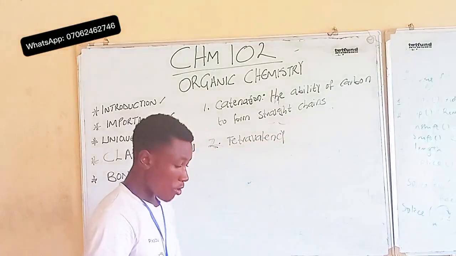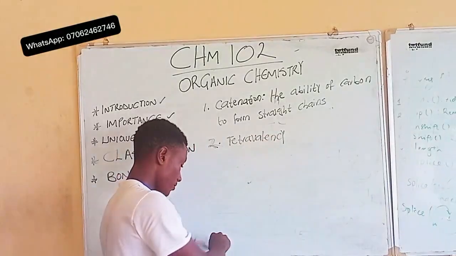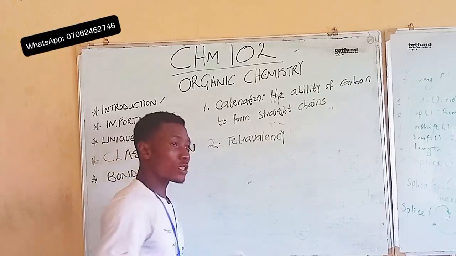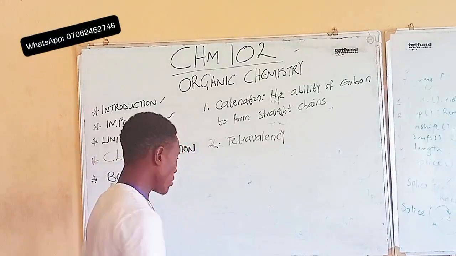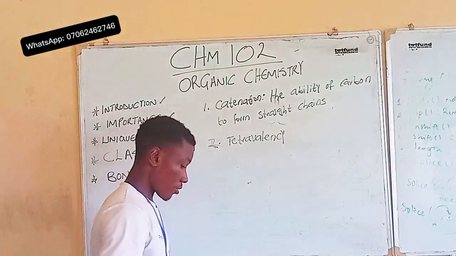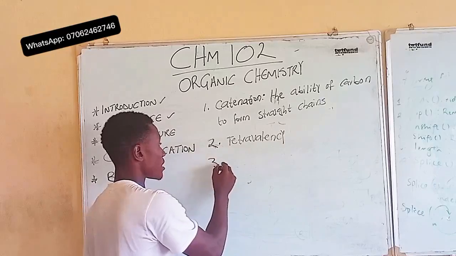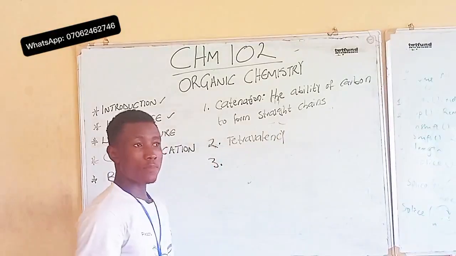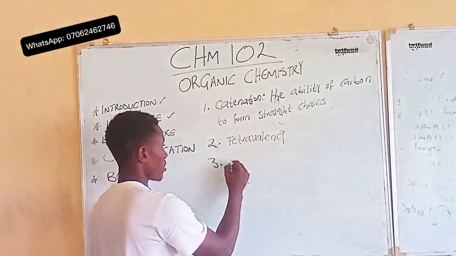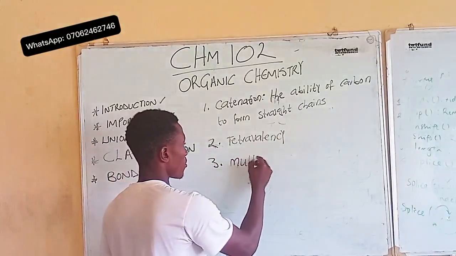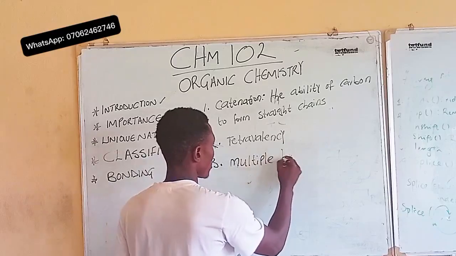Tetravalency. And we also have the last one, which is what? Multiple bonding. That is the third unique property of carbon: multiple bonding.